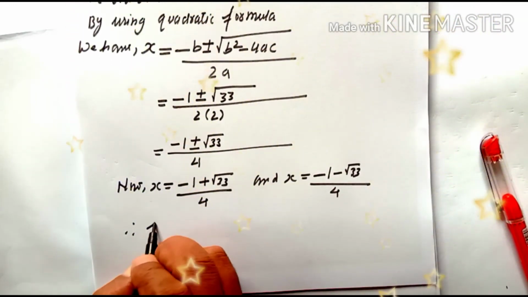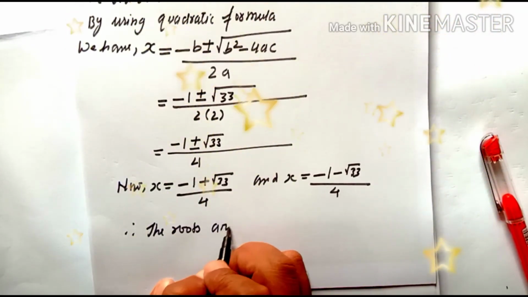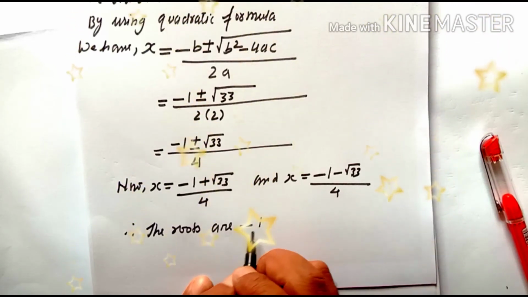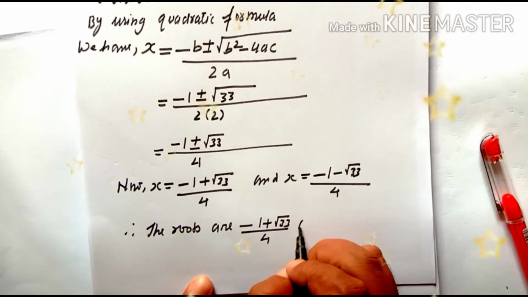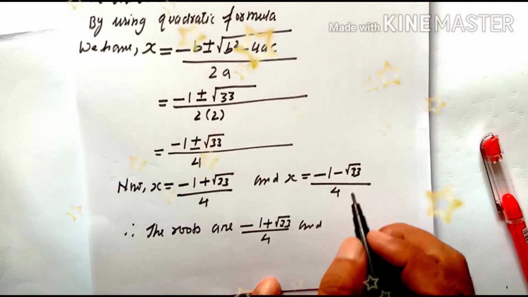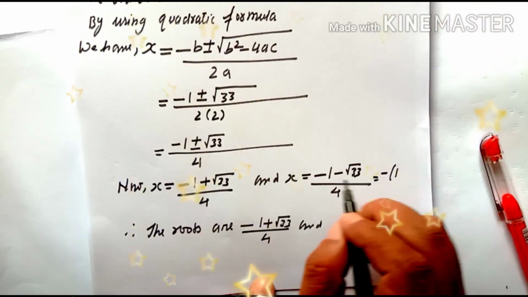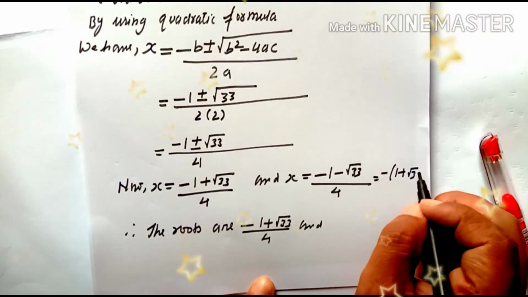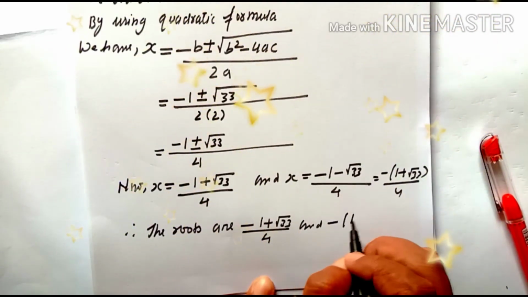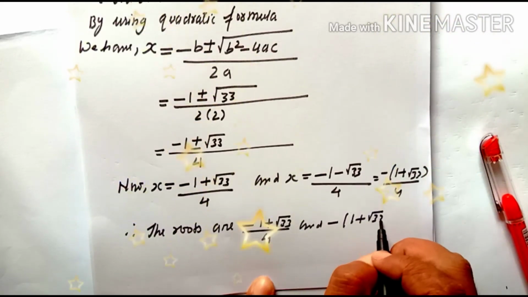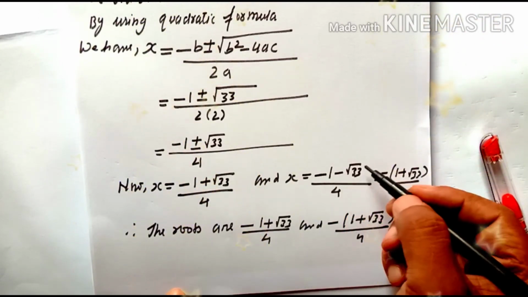Hence, or therefore, the required roots of the given quadratic equation are negative 1 plus root of 33 divided by 4. And here, if you want to take common, you can add one more step by taking common, which is minus 1 minus plus root of 33 divided by 4. The second root, negative 1 minus root of 33 divided by 4, or you can just keep it as negative 1 minus root 33 upon 4.